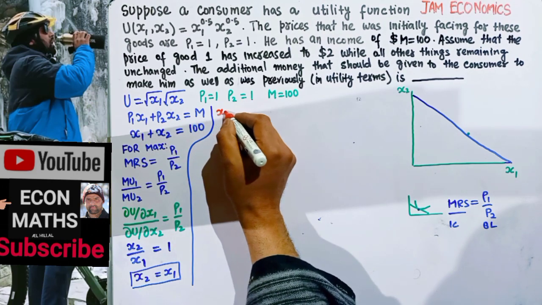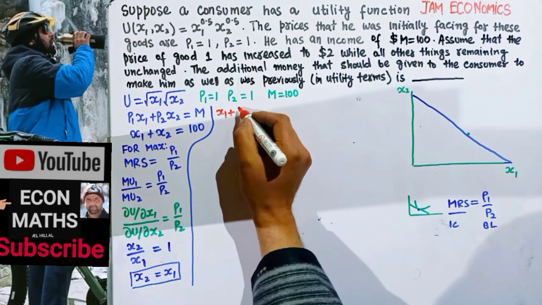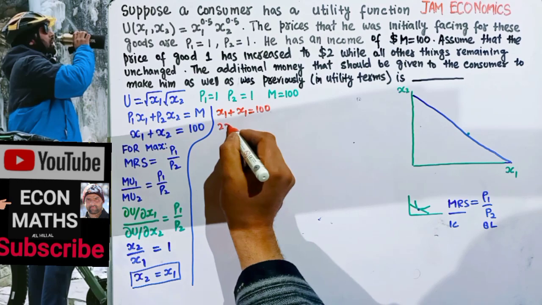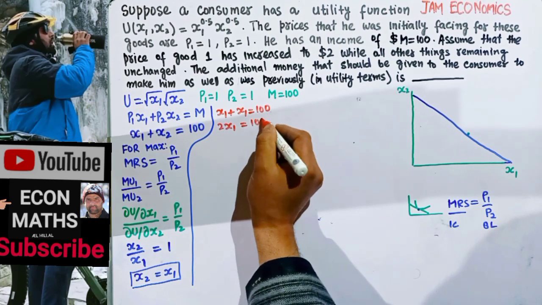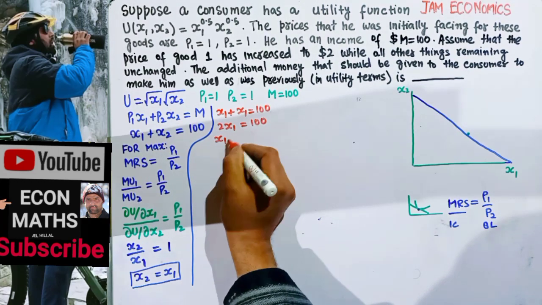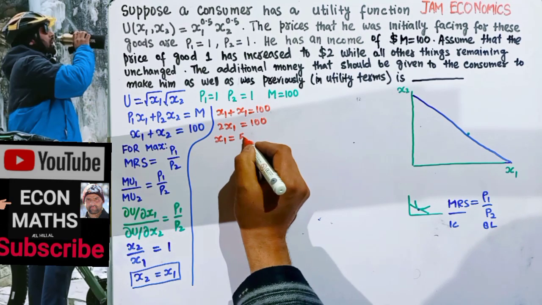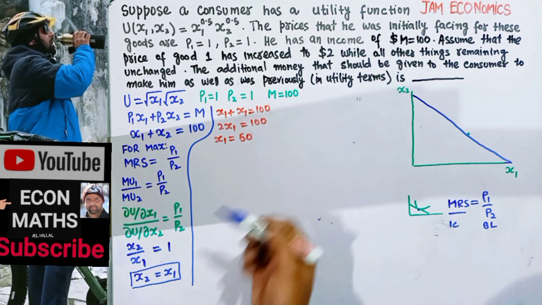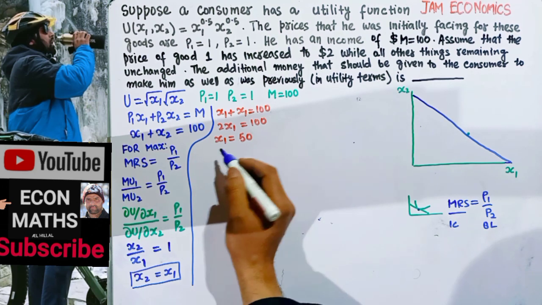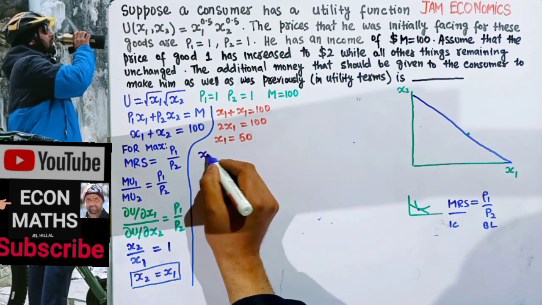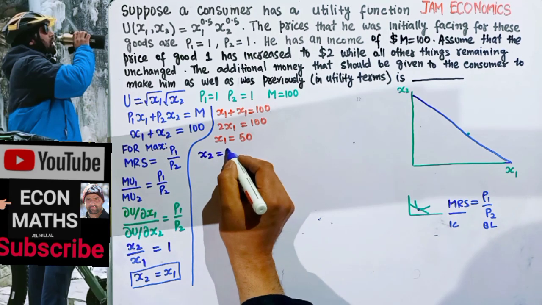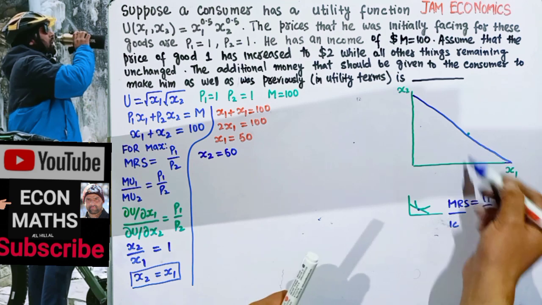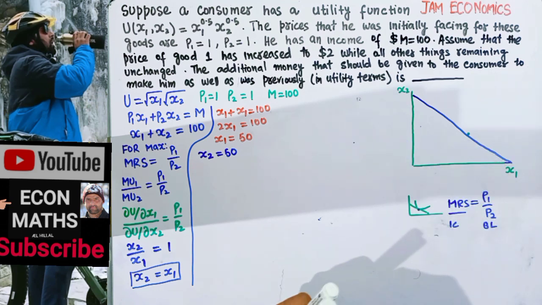So we have x1 plus, in place of x2, again we have x1 is equal to 100. That means twice x1 is equal to 100, which implies x1 will be equal to 100 upon 2, which is equal to 50. And what will be x2? Since x2 is equal to x1, that means our x2 will also be equal to 50. So we found out the initial bundle here, x1 and x2.